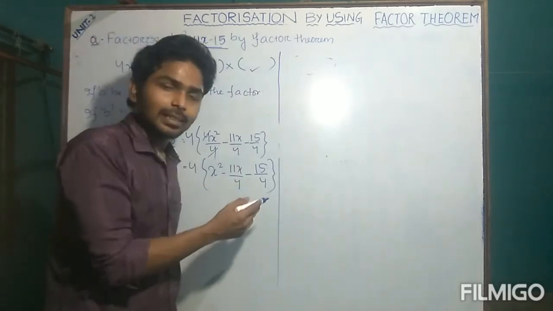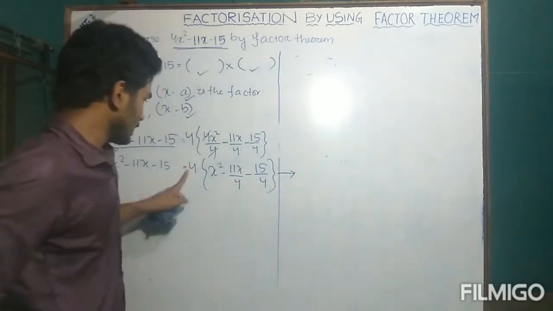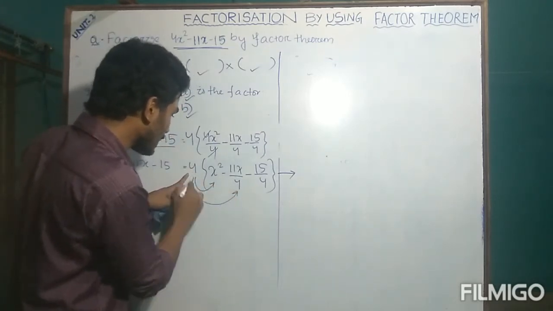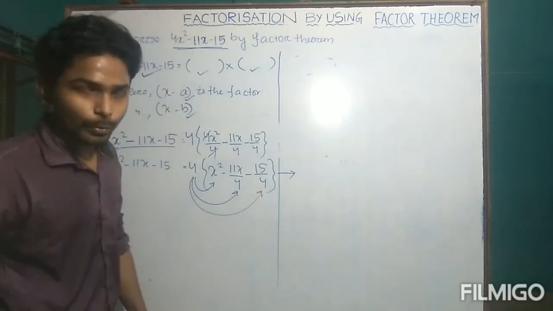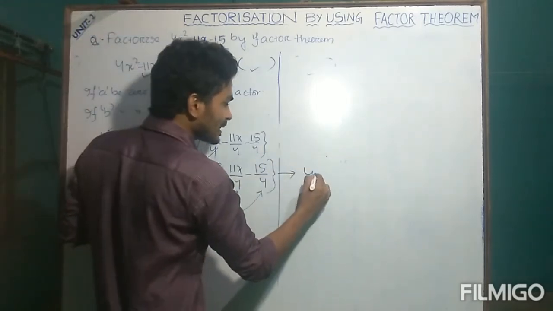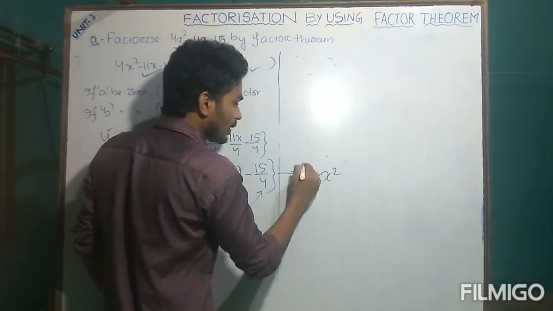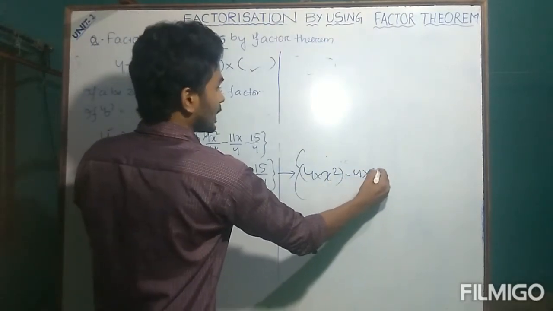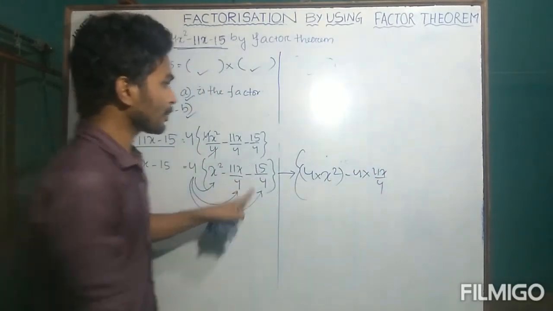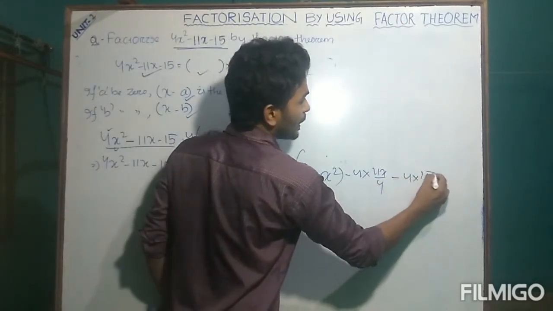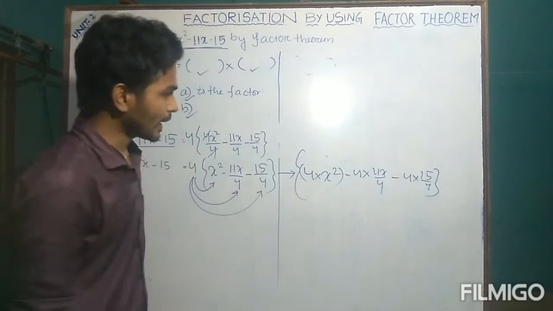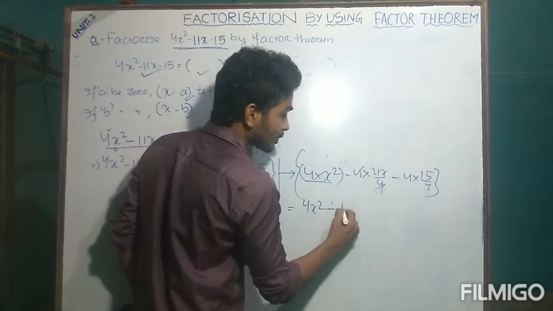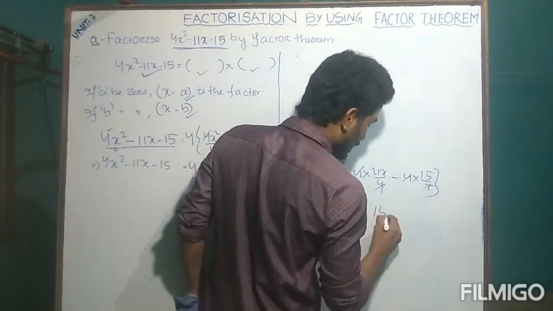But is this right? Let us check. Since 4 is multiplied with all the terms, that means 4 is multiplied with x square, with 11x by 4 and with 15 by 4. Suppose we multiply using the distributive law. What will be our answer? 4 is multiplied with 11x by 4, minus 4 is multiplied with 15 by 4. You can see it is 4x square, the 4 cancels out, it is minus 11x, the 4 cancels out, it is minus 15.